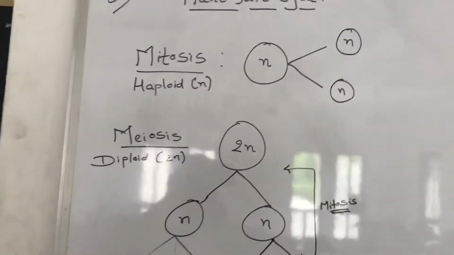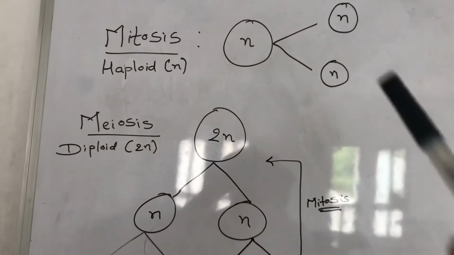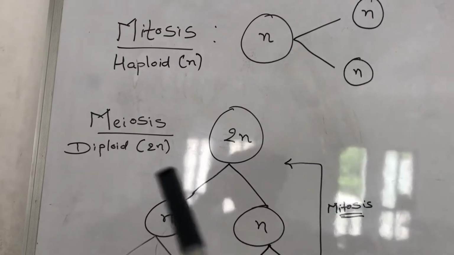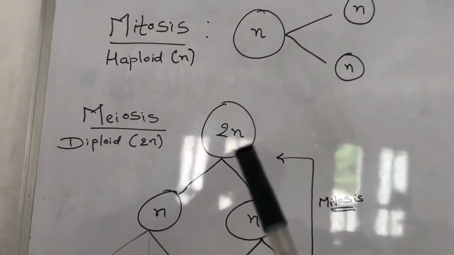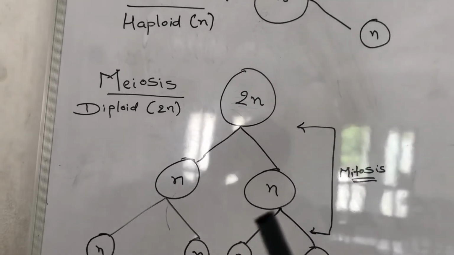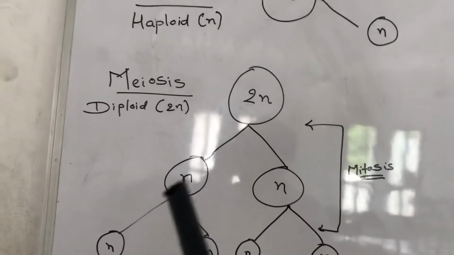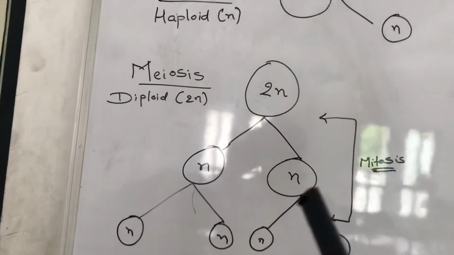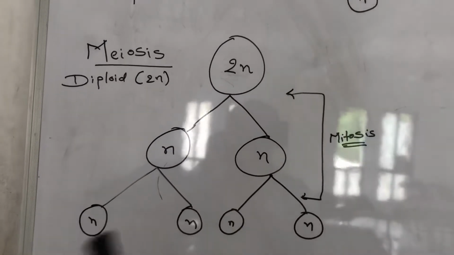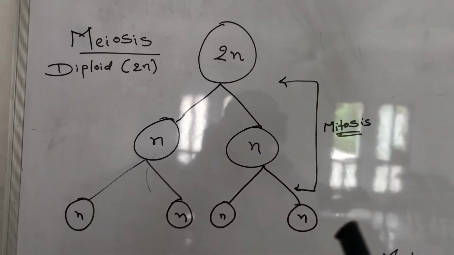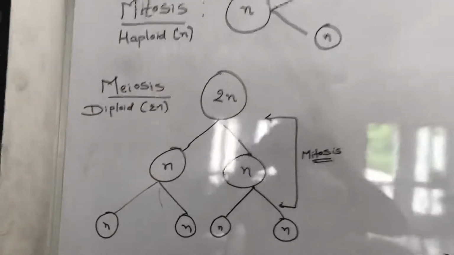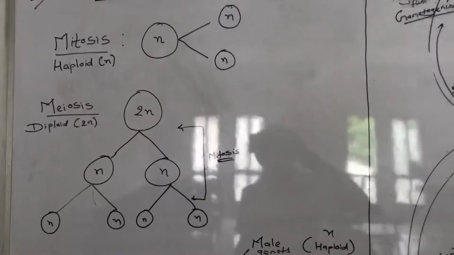In the same way, in meiosis, what will happen? The cell which is produced will be diploid in nature, that's why 2N. From 2N, it goes through reduction and produces two new cells that are haploid in nature. Both these new cells again go through division, that is mitotic division, and produce 4 cells, which are also haploid in nature. So that is the basic difference between meiosis and mitosis.